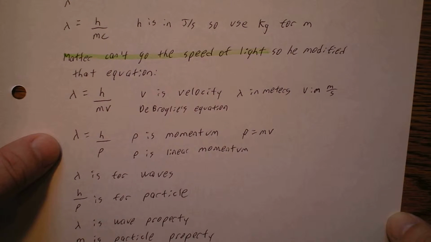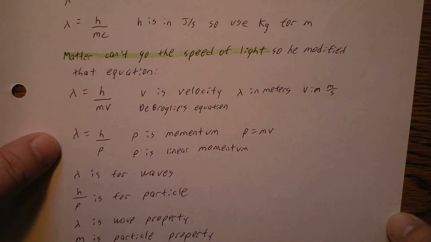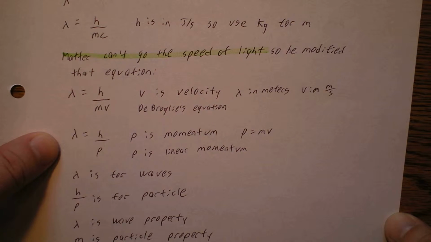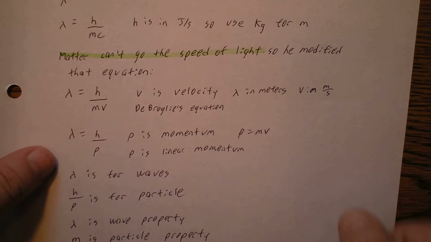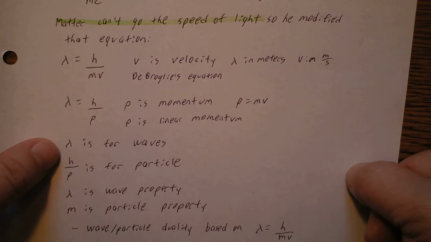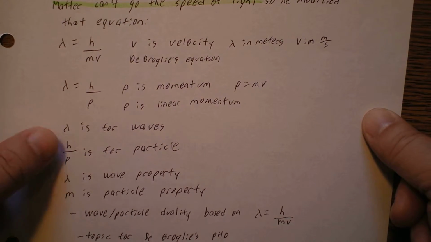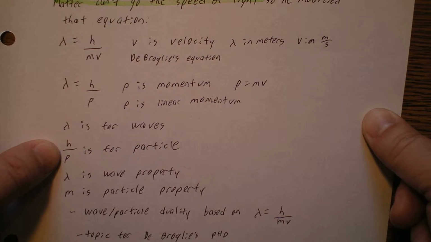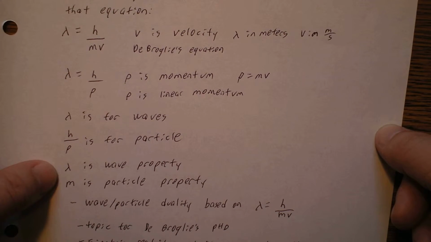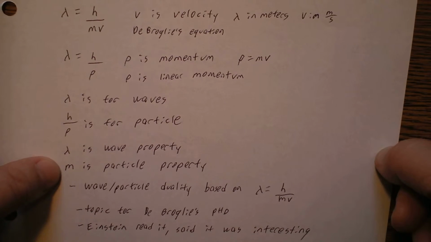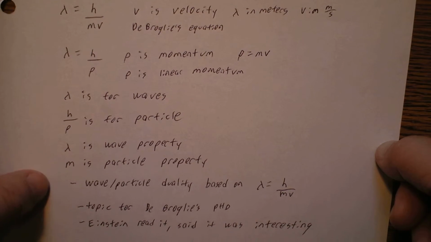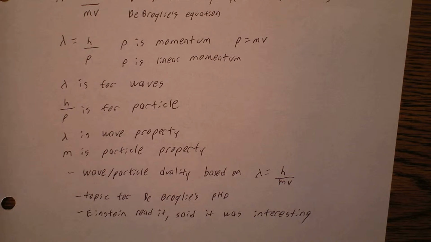So now we get lambda is equal to h over rho, where rho is the momentum, and rho is equal to mv. So rho is obviously linear momentum, not angular momentum. Now remember, lambda makes sense for waves, but h over rho makes sense for a particle. So wavelength is a wave property, but mass is a particle property. So this says wave-particle duality is based on lambda equals h over mv.